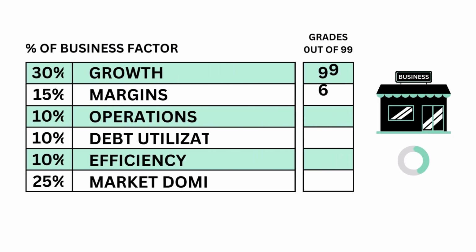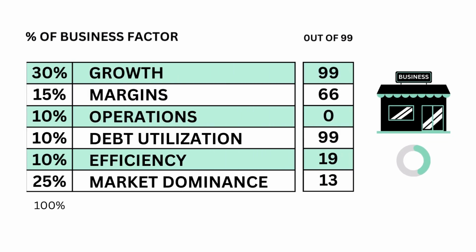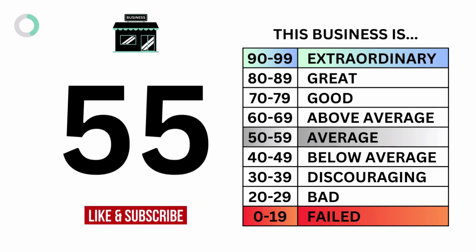To recap, here's the 6 metric grades. And when we put them together, we get our business grade.